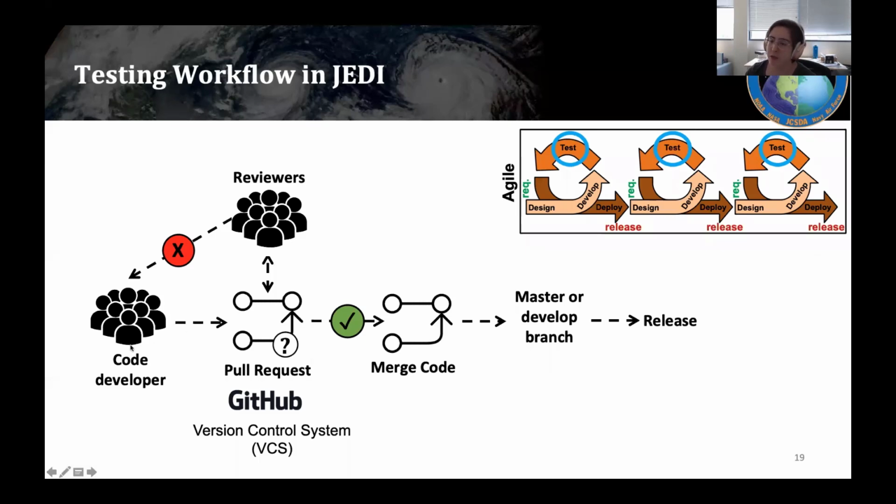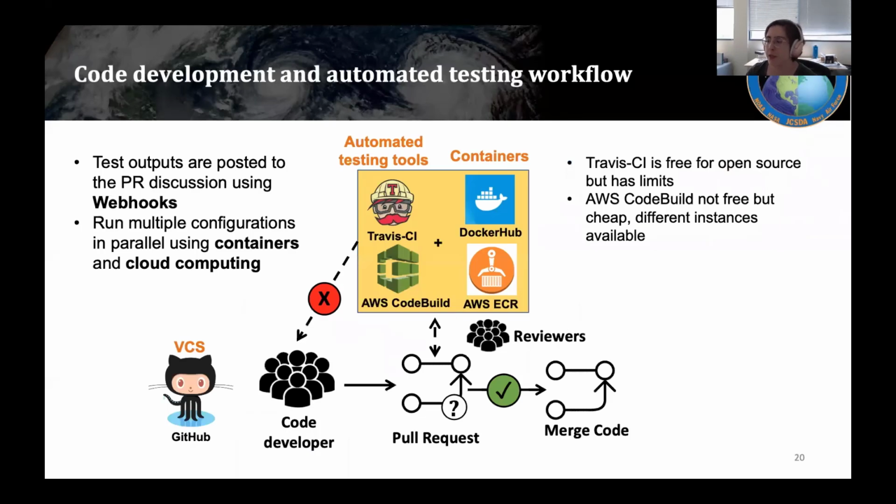When you try to add a new feature to JEDI, one of the JEDI repositories, you issue a pull request, and then the reviewers will review that pull request for you. If everything looks good, the code will be merged into the repository. If not, it will go back to you, the developer, to improve the code based on the comments.